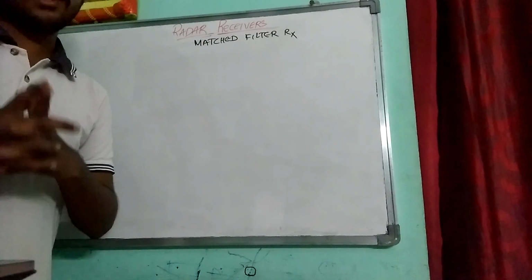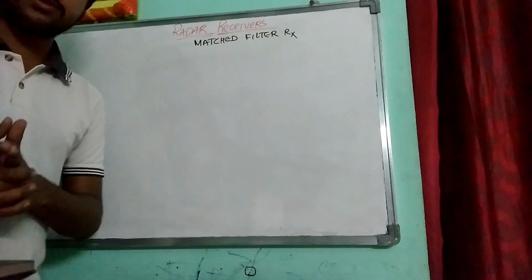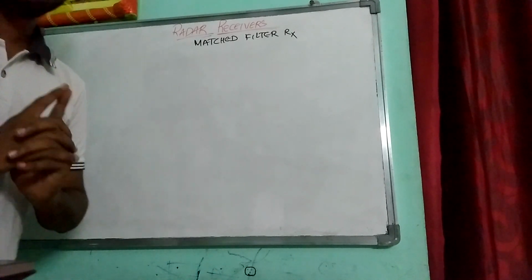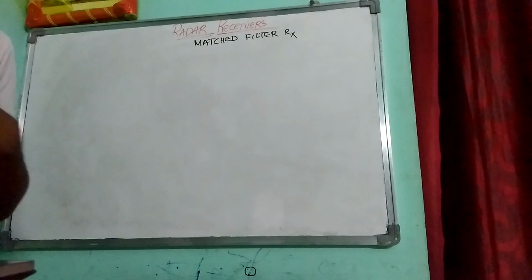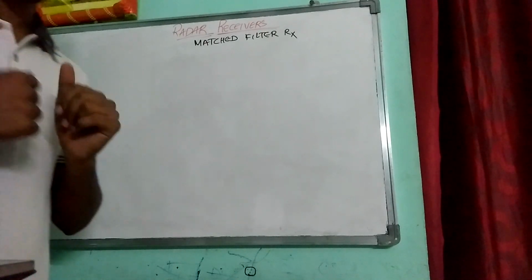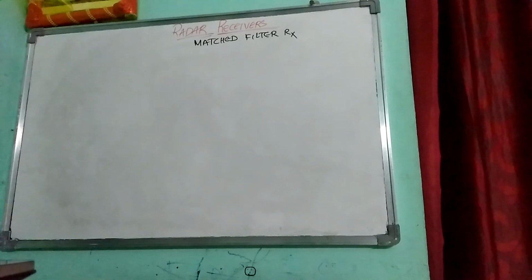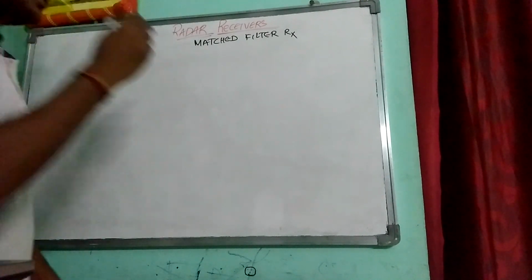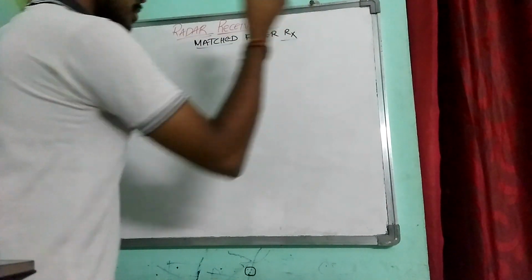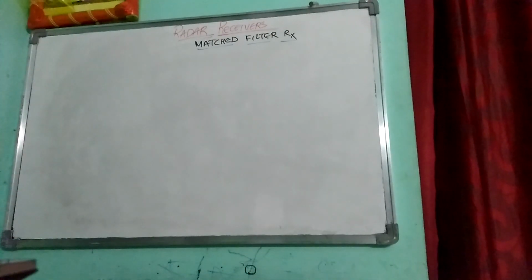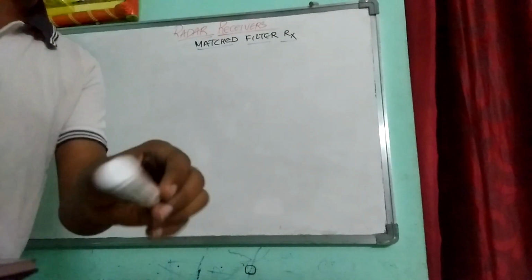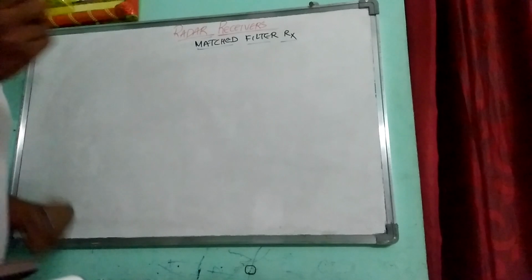There are other elements we use to reduce the noise interaction, like SAR and phased array radars. One of the main components here is the matched filter receiver. So why do we need this matched filter receiver? What is a matched filter?